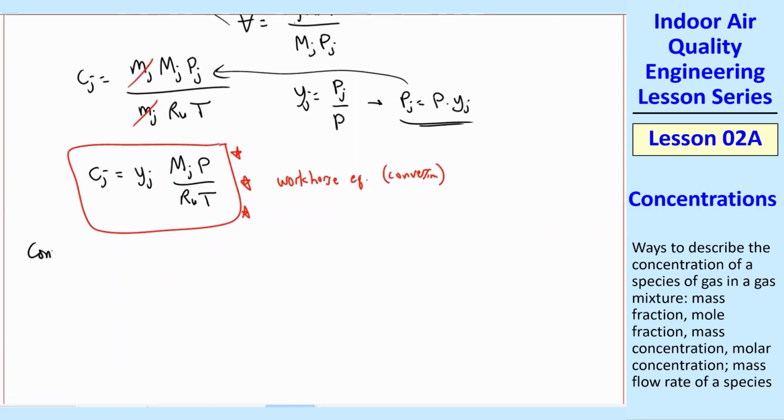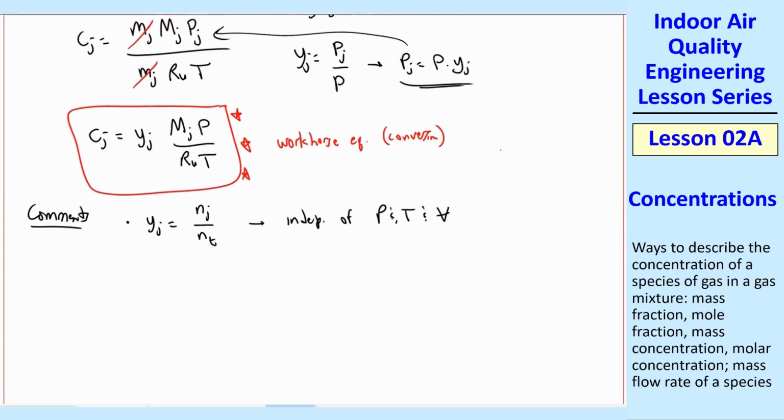Now I want to make a couple of comments here. The first one is that since Yj by definition is Nj over Nt, it is independent of pressure and temperature and volume. What I mean is, say you have a tank with our gas mixture in here. This is state 1, and we compress it by about a factor of 2. So this is state 2. We have a certain Nj and a certain Nt, the number of species j moles and the total number of moles. Assuming there are no leaks, we haven't lost any of those, so we still have the same Nj and the same Nt.